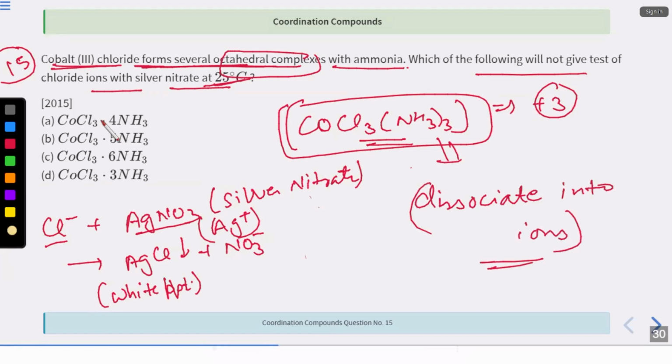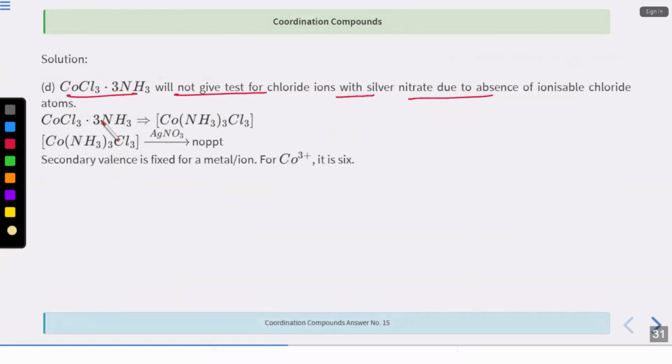And if it will not dissociate into ions, then you will not get free Cl minus. Then AgCl precipitate can't be formed. So let's read: CoCl3·3NH3 will not give the test for chloride ions with silver nitrate due to the absence of ionizable chloride atoms, because it will form this type of coordination compound. So it will give no precipitate.